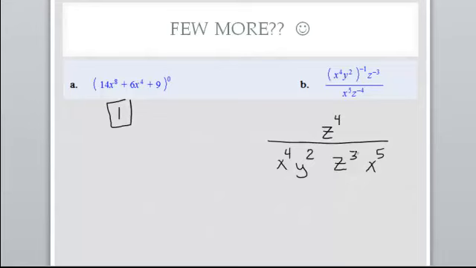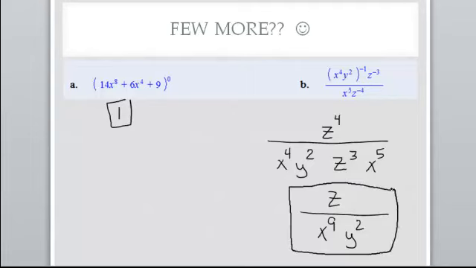Okay, let's do some simplifying. Here we have 4 z's. Here we have 3 z's. Well, 3 of these will reduce with these 3, leaving only 1 z in the numerator. How about the denominator? We have x to the 4th and x to the 5th. Like bases, we add the exponents. Then we have y squared. We already took care of the z. So this is our simplified answer.